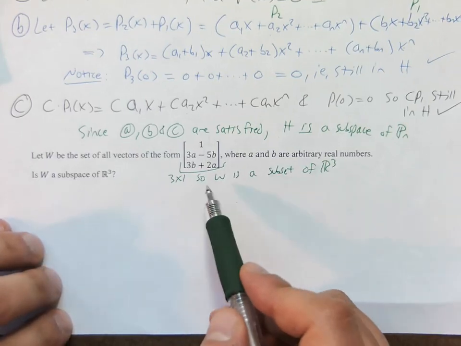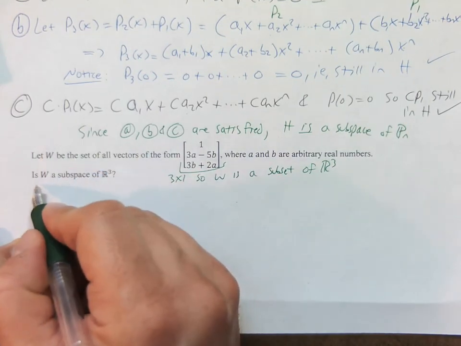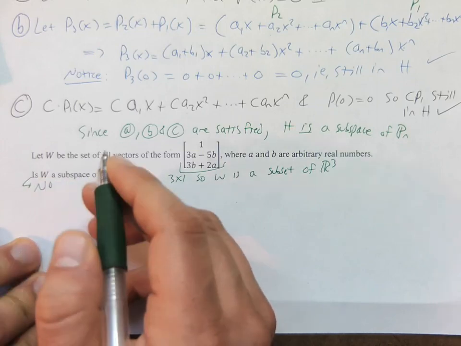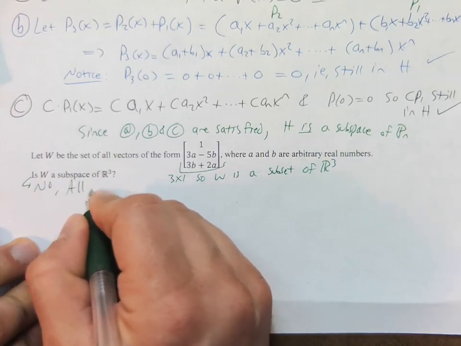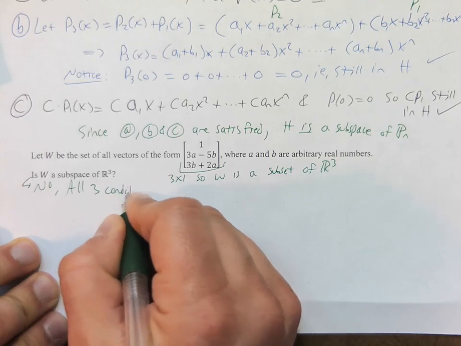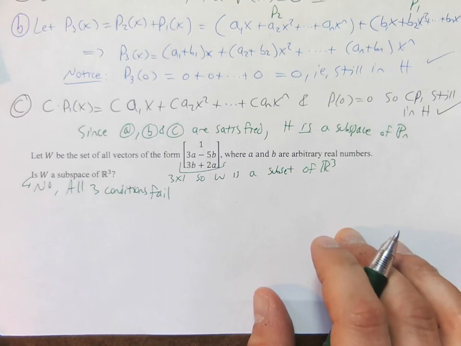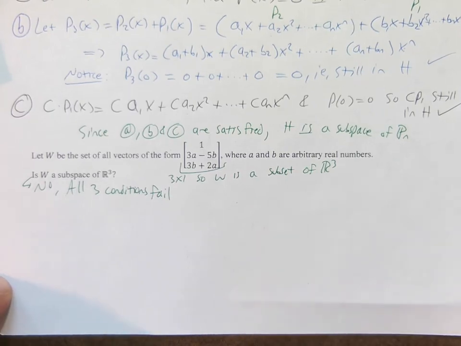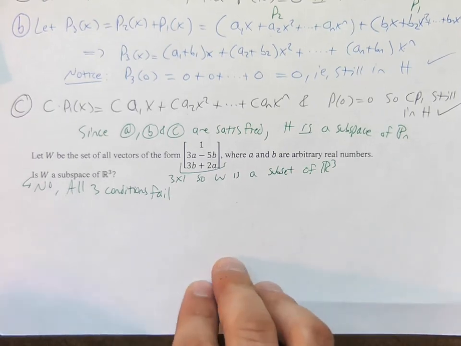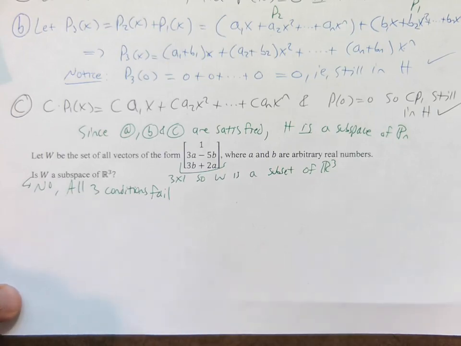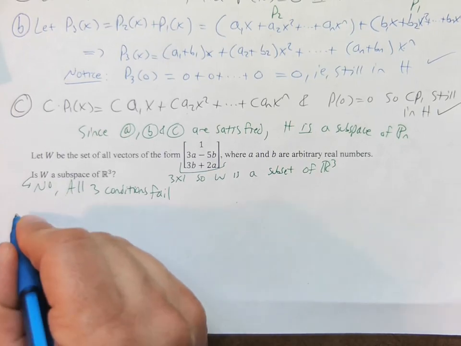But the answer is, is W a subspace? No. All three conditions fail. And I would like to show you why all three fail. Again, all you need to show is that one of them fail. And so, once you show one, you can just be done on the test or something. But I want to show you that all three fail.